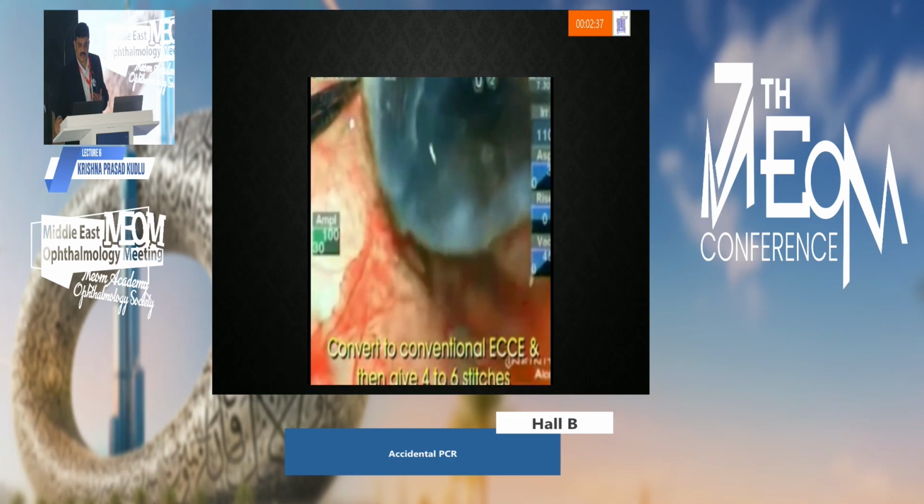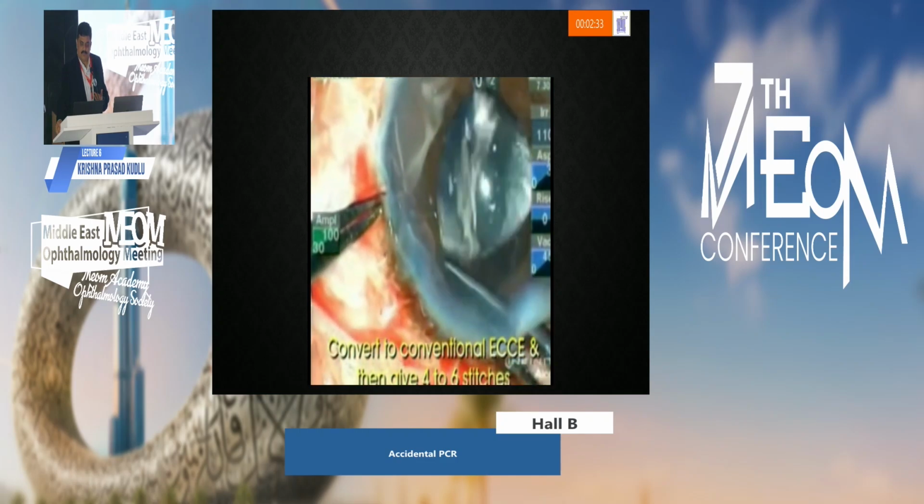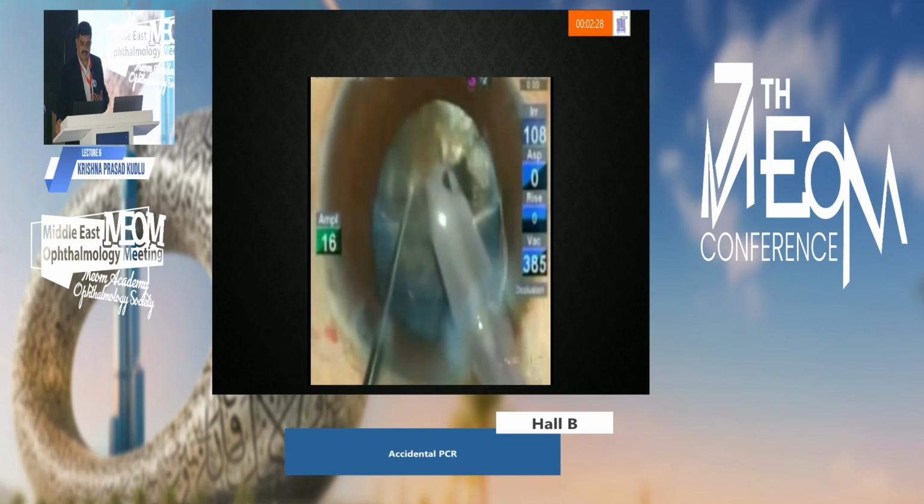Since the cataract is so black, I think here they converted into an ECCE, then do a good vitrectomy, put the lens in the sulcus and you can put the suture.